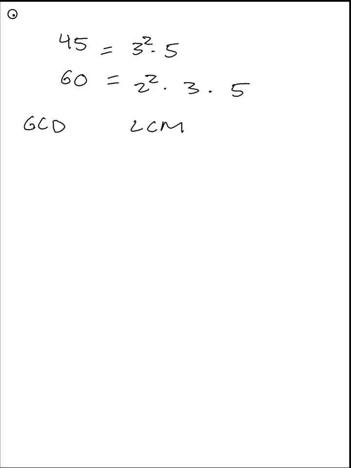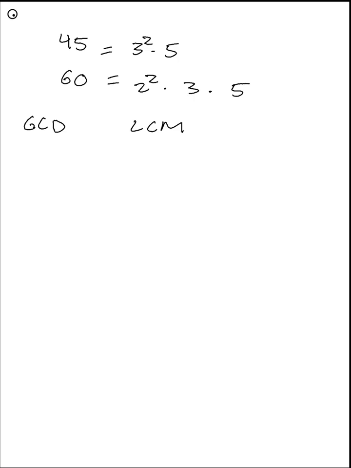Pretty much, GCD is saying what's the biggest number which can divide both 45 and 60 evenly. And then LCM is saying what's the least number which 45 and 60 both divide evenly. So let's think about GCD first.